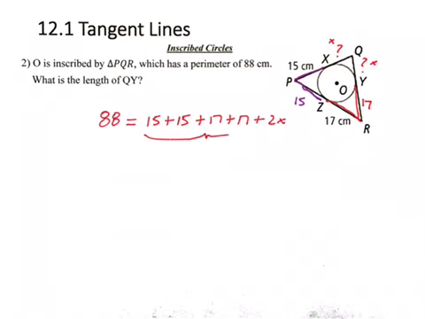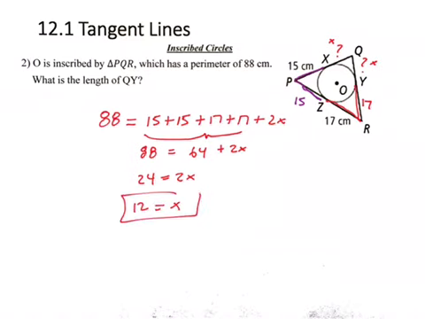So this simplifies down into 64 plus 2x equals 88. We're going to subtract 64, so we get 24 equals 2x. And in this case, x equals 12. Therefore, we get that QY has a length of 12 centimeters.